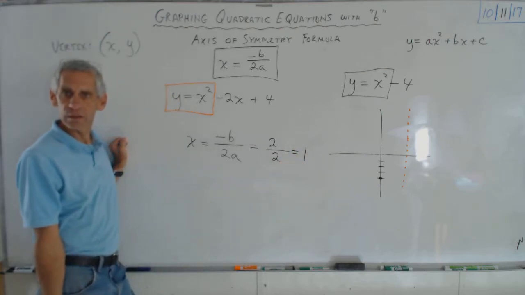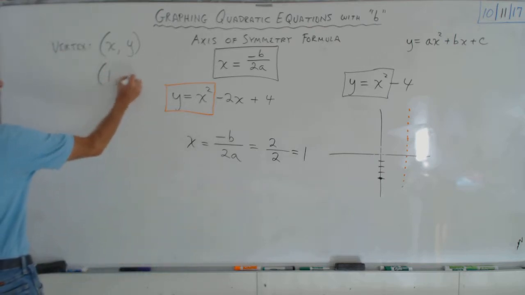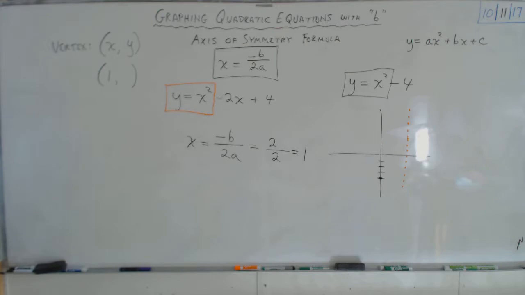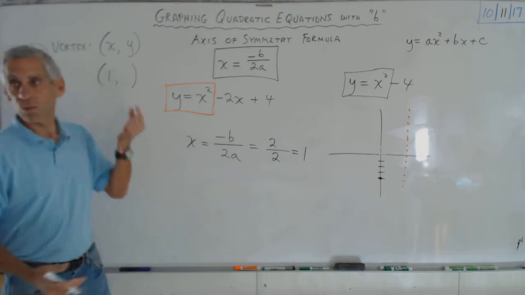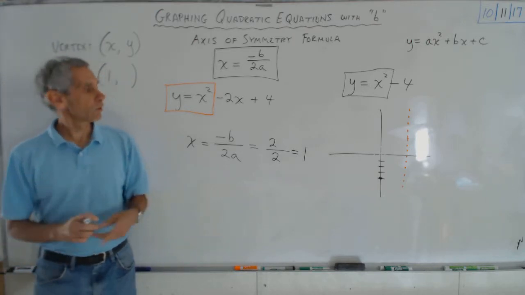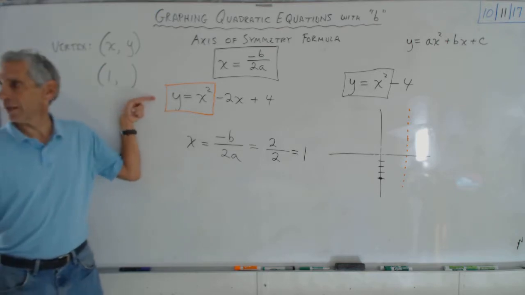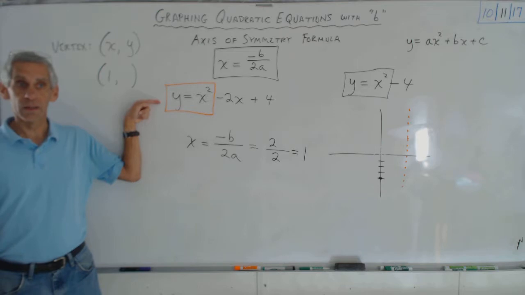See how easy that was? Immediately, look, I know my vertex is 1 comma something. Do you see that? See how easy that was? So easy. So now how do I find the y? Anybody have an idea? Here's my equation, right? This is the equation I'm trying to graph. I now know what the x is. How would I find y?